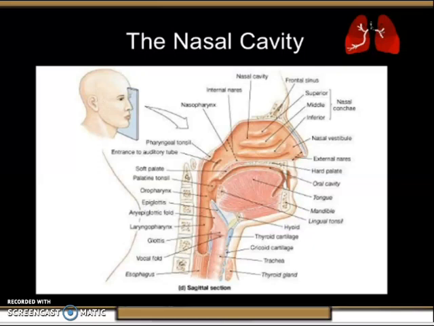Sometimes particles may irritate your nasal cavities and cause you to sneeze. Sneezing expels these particles and helps prevent them from entering the parts of the lower respiratory system. Air can flow through the nasal cavity when the mouth is closed or when the oral cavity is full of food.